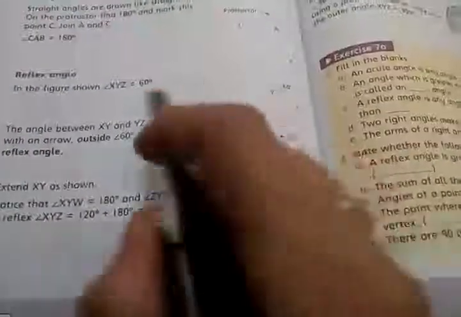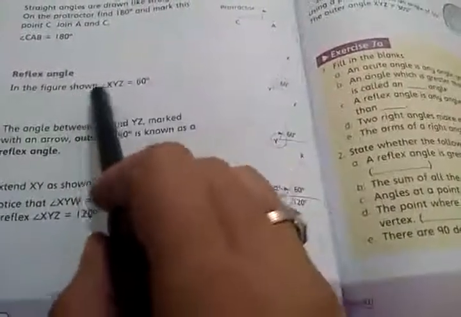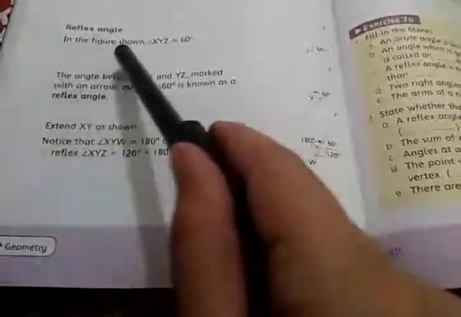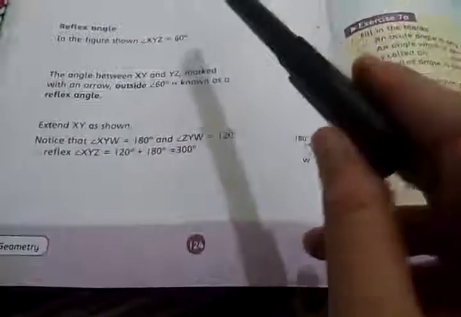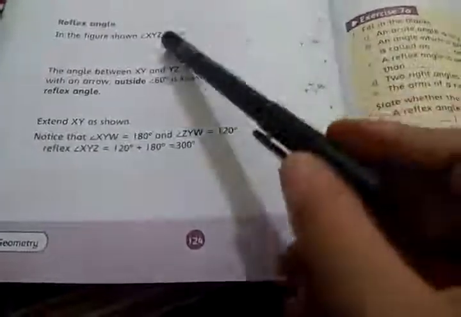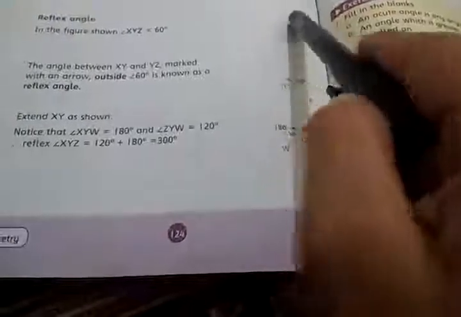The next is the reflex angle. In the figure shown, angle XYZ is equal to 60 degrees. As we know, the angles which are less than 90 degrees are called acute angles. Reflex angles are greater than 180 degrees. This is not a reflex angle. This is an acute angle.